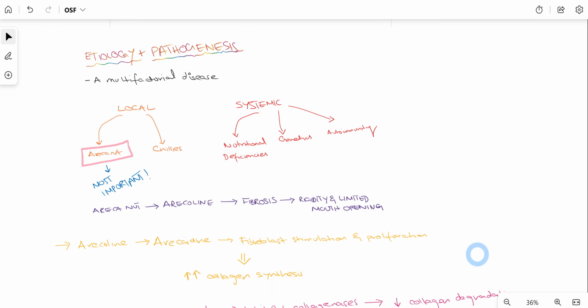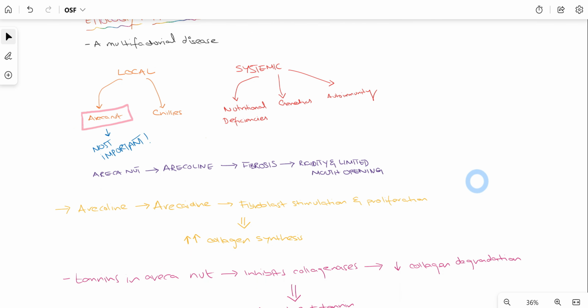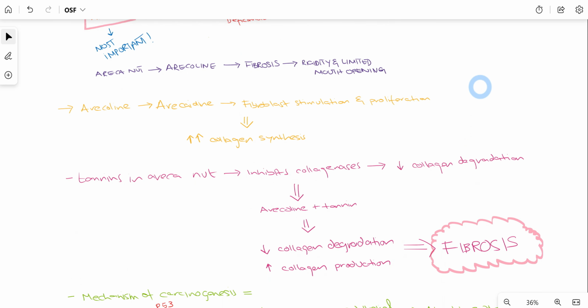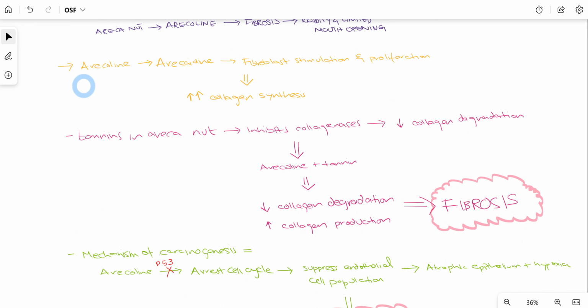Now, if you go further into detail as to how arecoline leads to limited mouth opening and OSF, arecoline is a substance which further has a molecule called arecaidine. Now, arecaidine leads to increased fibroblastic stimulation and proliferation. These fibroblasts then lead to an increase in collagen synthesis, and this collagen synthesis then promotes fibrosis. Furthermore, in areca nut, we have tannins. These tannins are responsible for inhibition of collagenases.